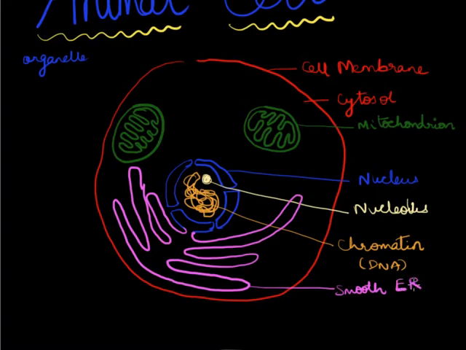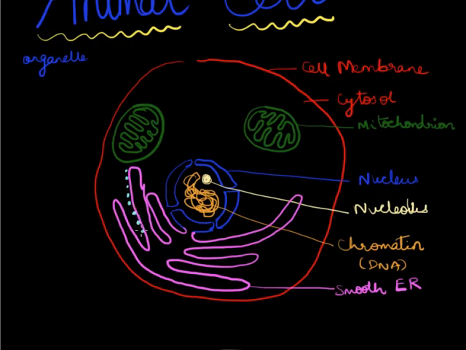So I will write endoplasmic reticulum as ER. And the other type of the endoplasmic reticulum is the rough type. So the rough type is so called because it has ribosomes attached on the outer side of its membrane like this.